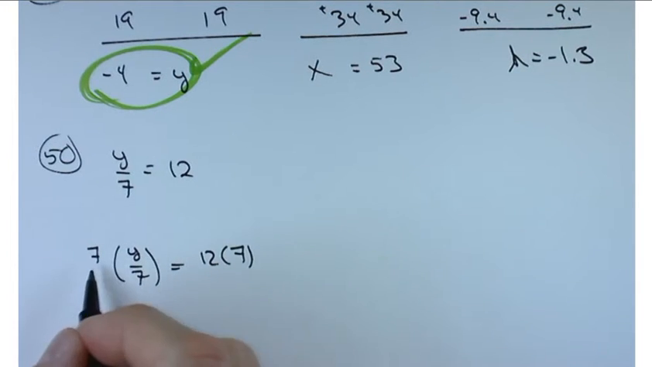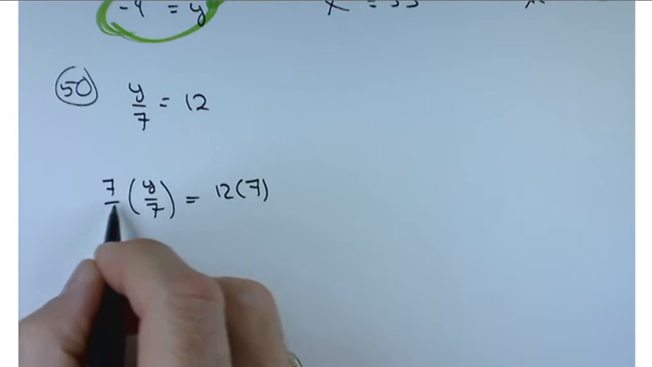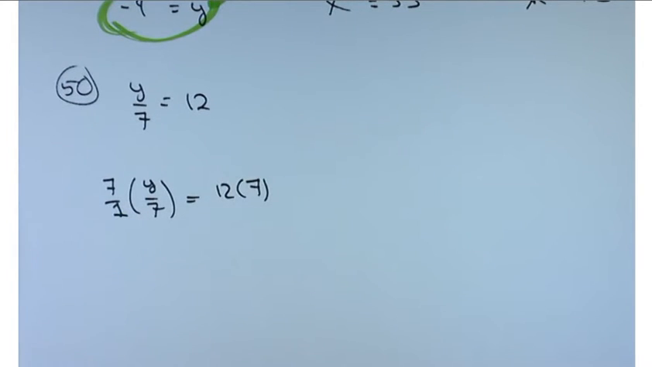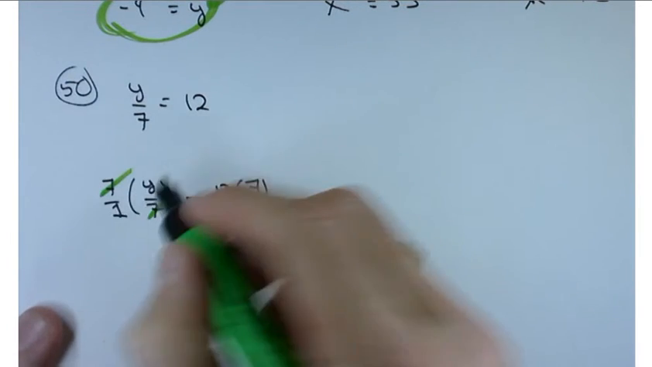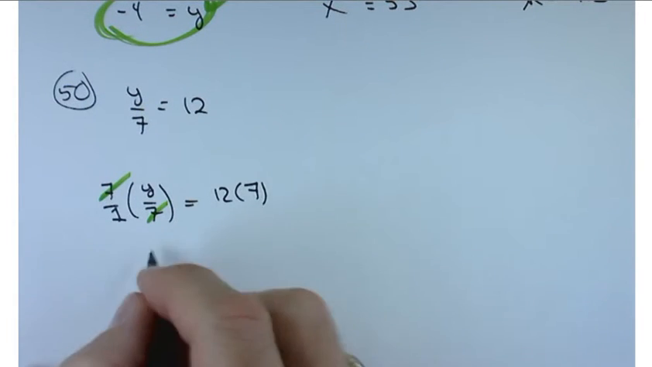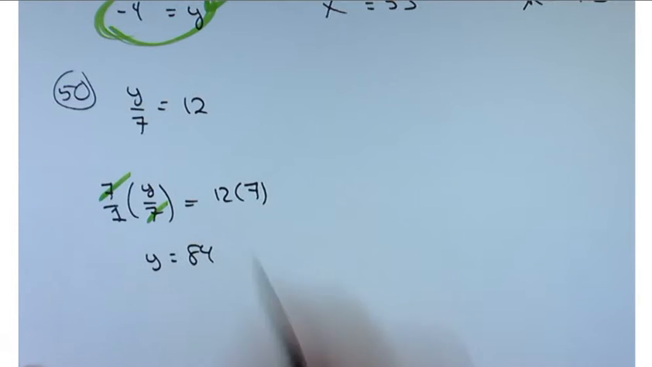Does it help if we write this as 7 over 1? Okay, so let's do that. How's that going to simplify then? Yep, thank you. The 7s here cancel. You're just left with a y on the left-hand side and 84 on the right-hand side.